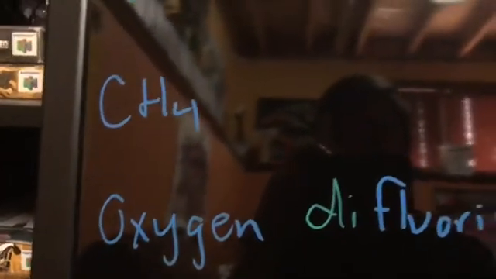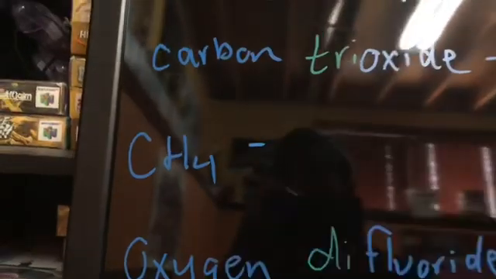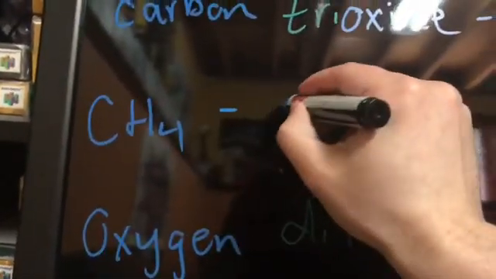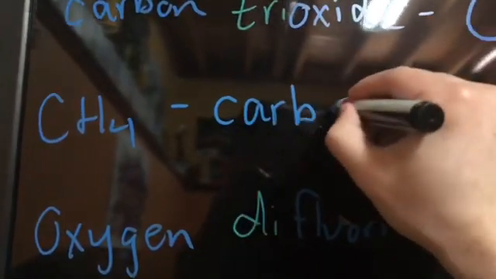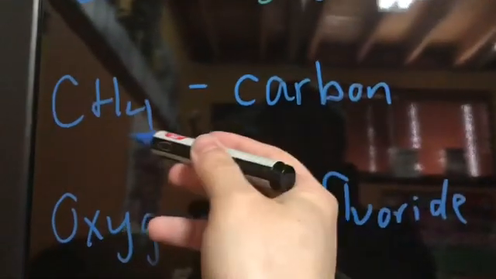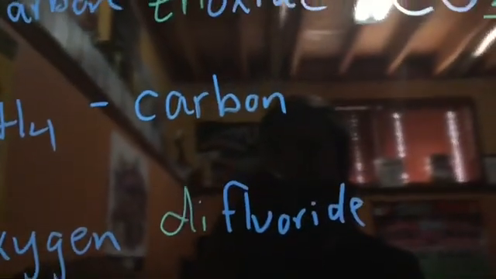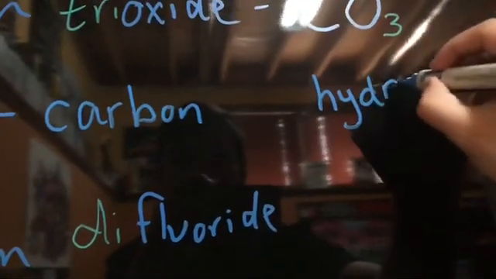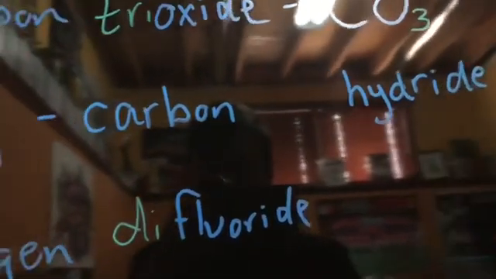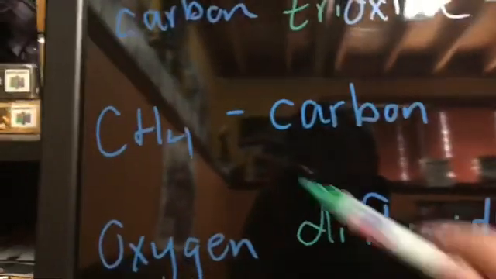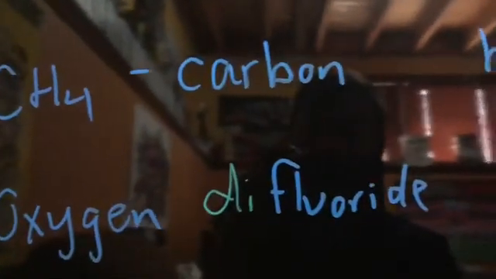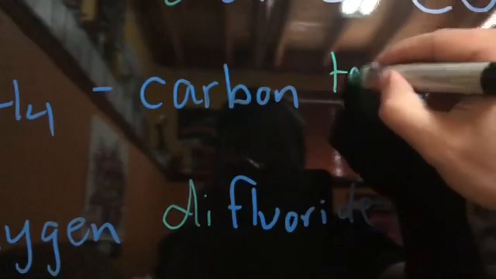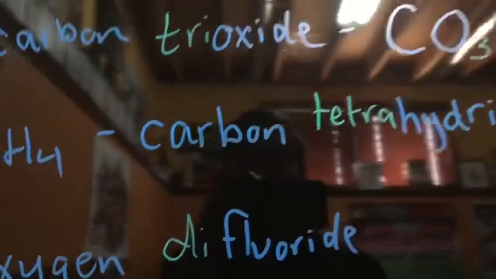CH4. So this one we're going to name. We name the first element, which is carbon. Now H is hydrogen, and when we write its name, it would be hydride. And because there are 4 of them, we need a prefix. So the prefix for 4 is tetra.